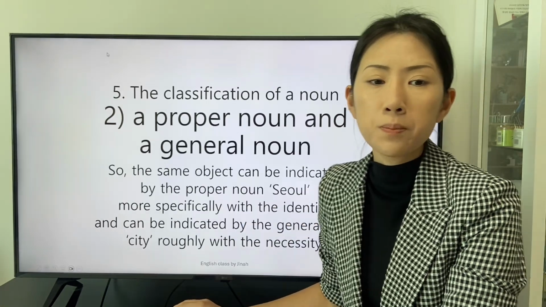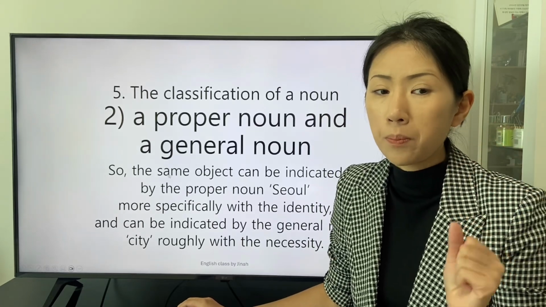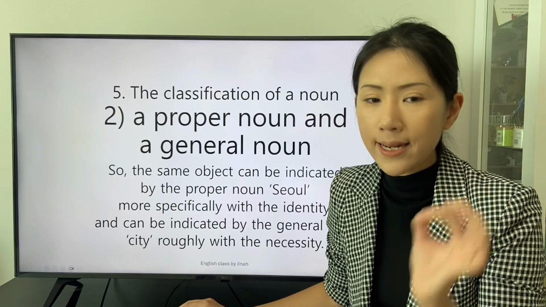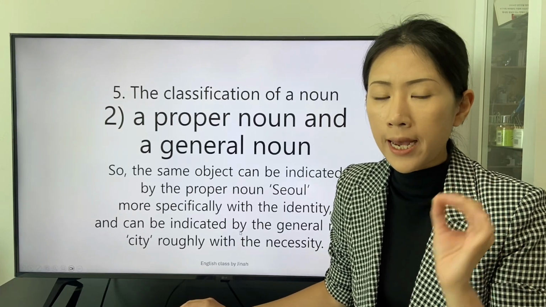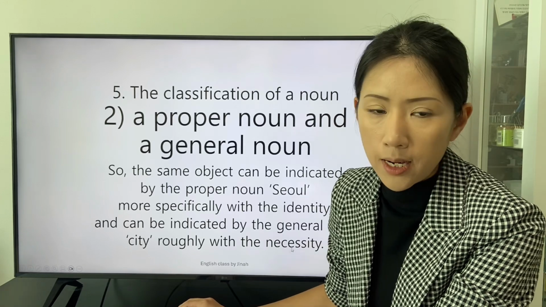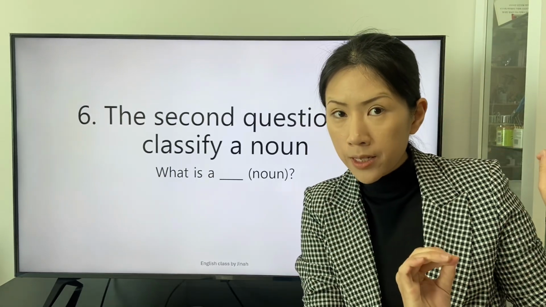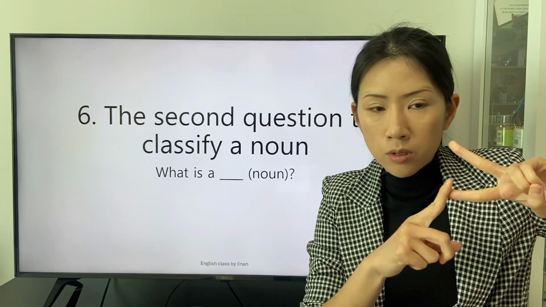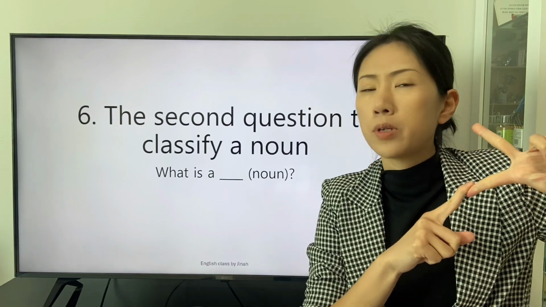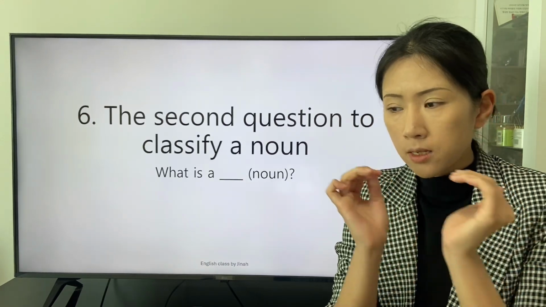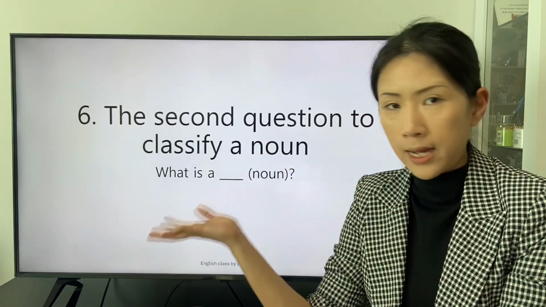So the same object can be indicated by the proper noun Seoul more specifically with the identity, and can be indicated by the general noun city roughly with the necessity. We classified the abstract noun and the proper noun with the first question, what the noun is.